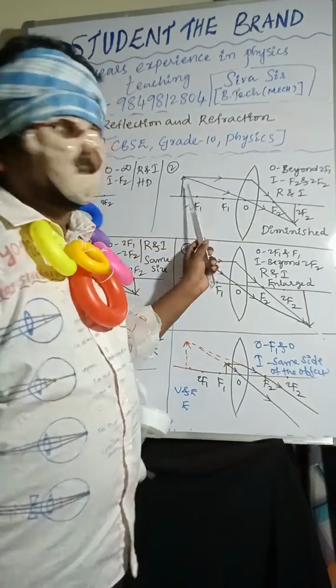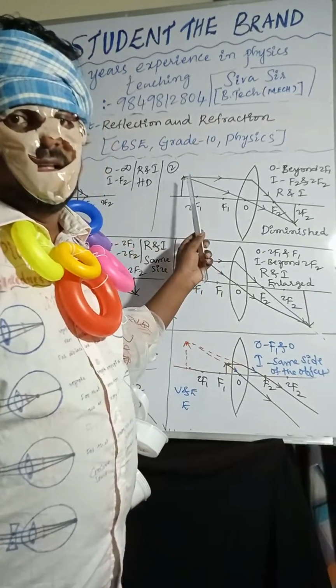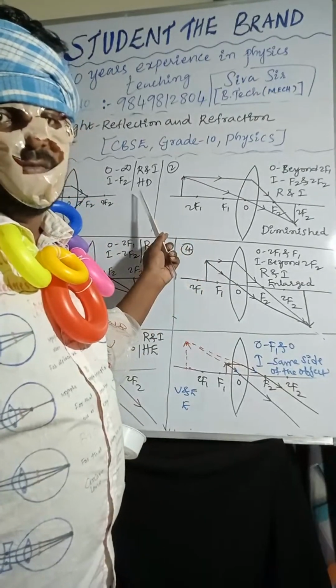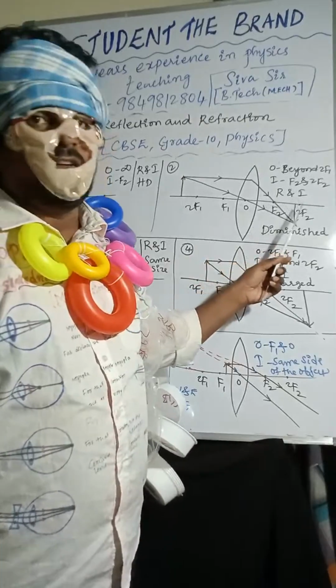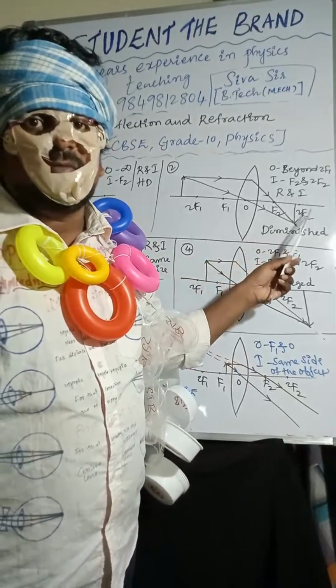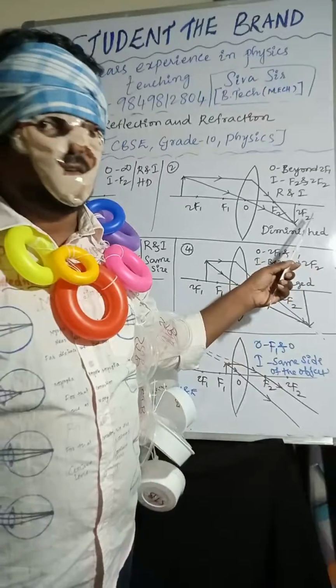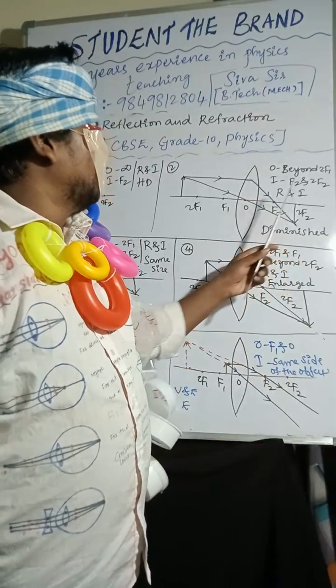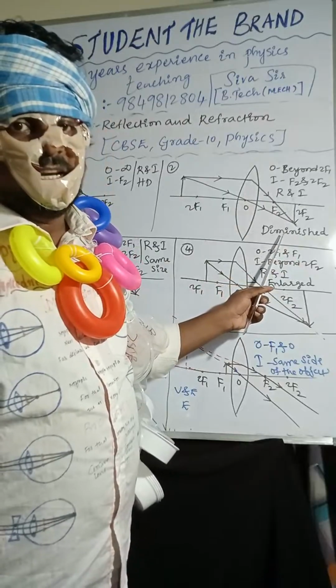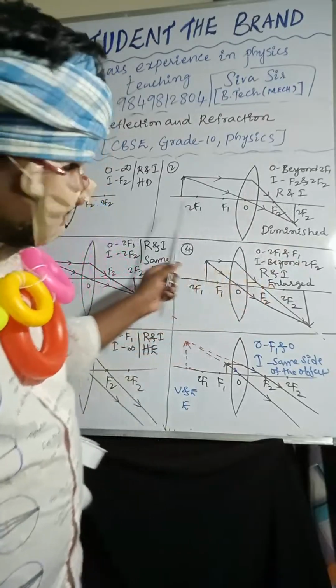Coming to the next case, the object is beyond center, beyond 2F1. The image will form between F2 and 2F2. The nature of the image is real and inverted. The size of the image is diminished.